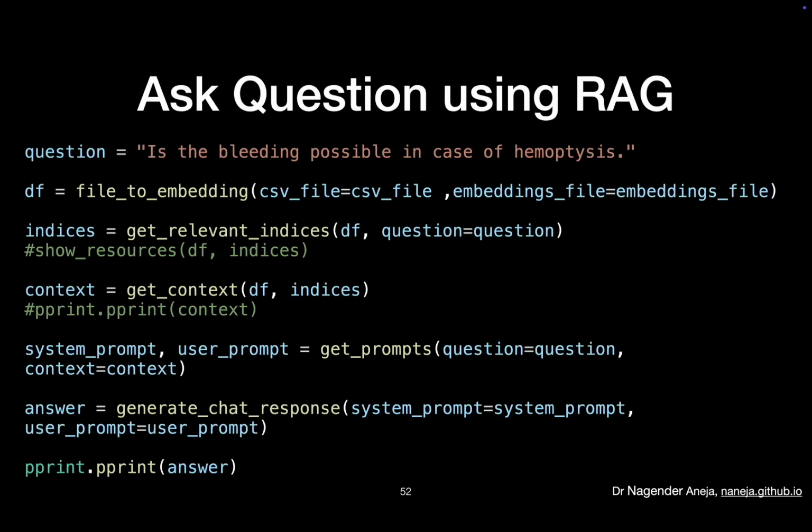Next, let's change this question. So, is bleeding possible in case of hemoptysis? That's a different question now. If the question is changed, the question embedding will be changed, your indices will be changed, your context will be changed, and based on that, the answer should change. So we get the same file, we get the relevant indices based on this question, so these indices and your context will be different. If your context and question are different, your prompts will be different, and then you pass these prompts and you get a different answer.